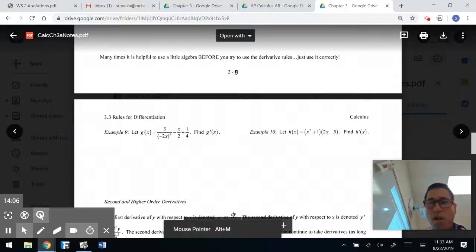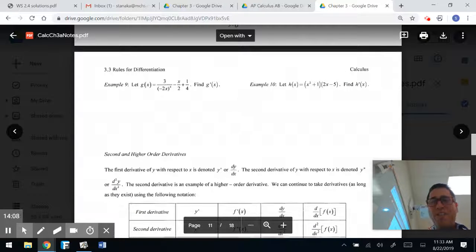All right, let's see, where are we at here? Boom, there's just some problems for you guys to practice. 9, we have 10. I'm going to let you go ahead and do those. Hit pause, do those bad boys, and then they're going to come up right away.